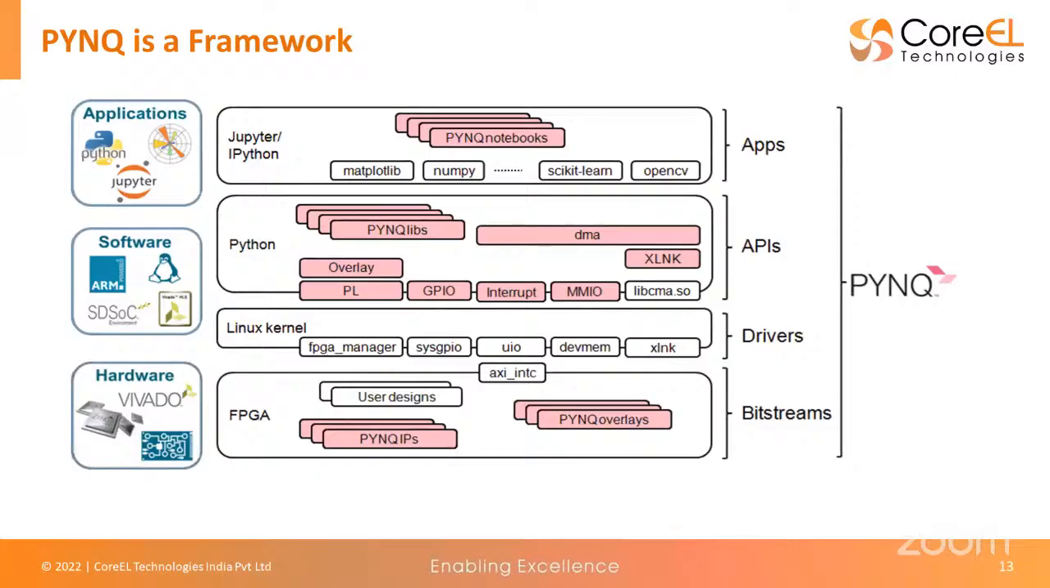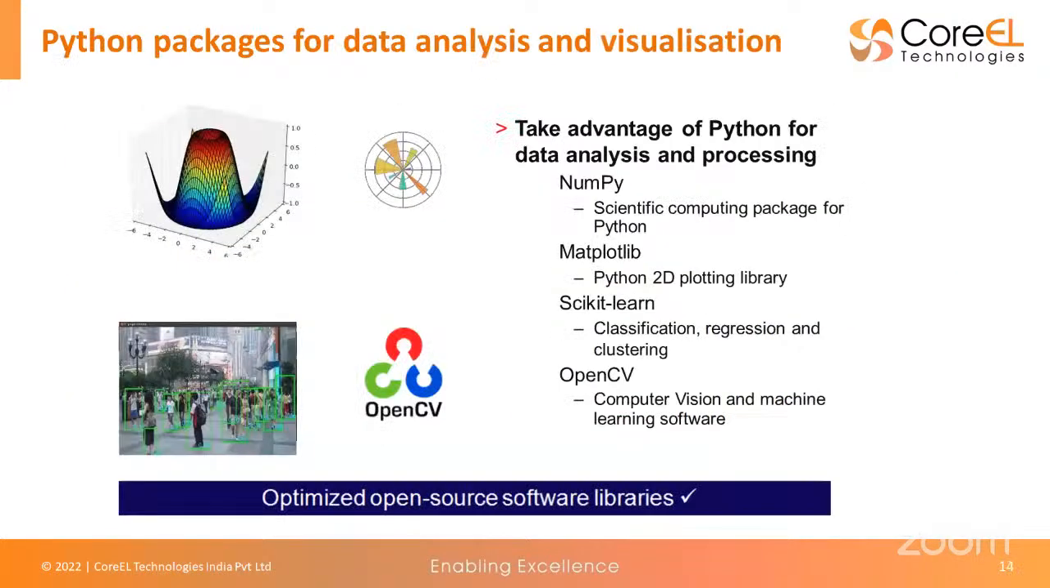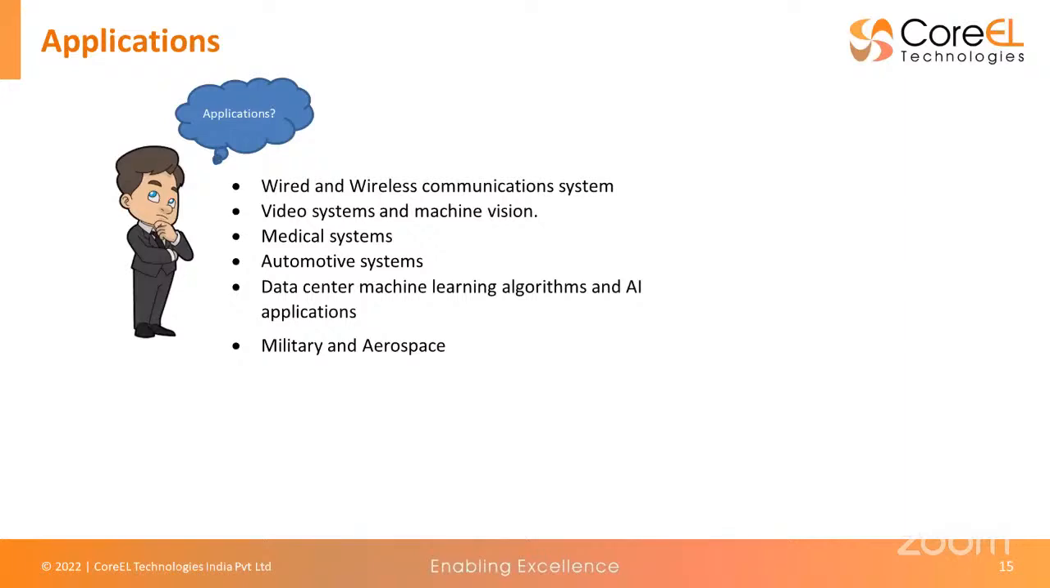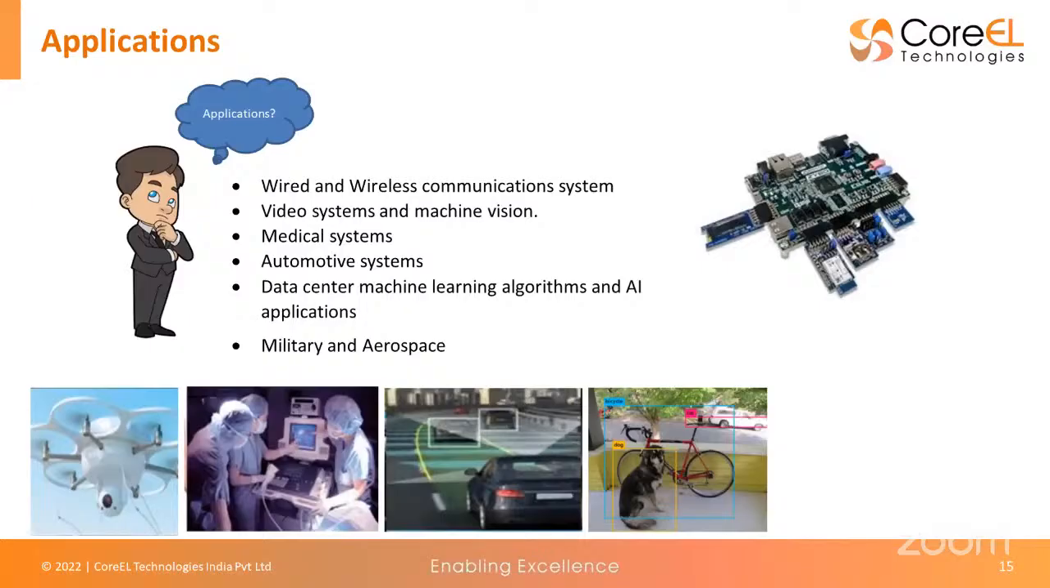So the advantage of Python, most of us are already familiar with this. Python has a large selection of libraries, all the way from NumPy, MATLAB, OpenCV, right? For any kind of application, whether it be defense, military-oriented applications, wireless communication, video surveillance, ADAS, automotive, machine learning algorithms and AI applications as well, all of these can be directly implemented using Python.